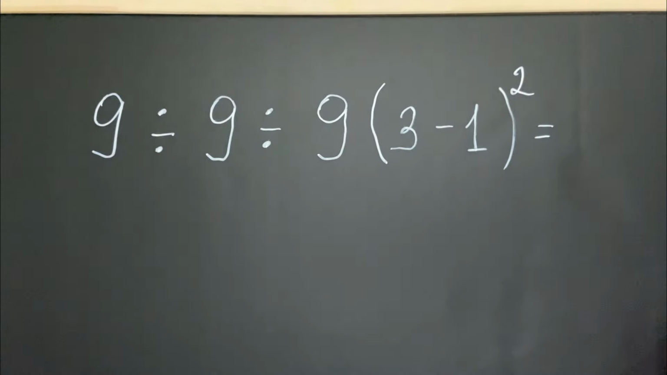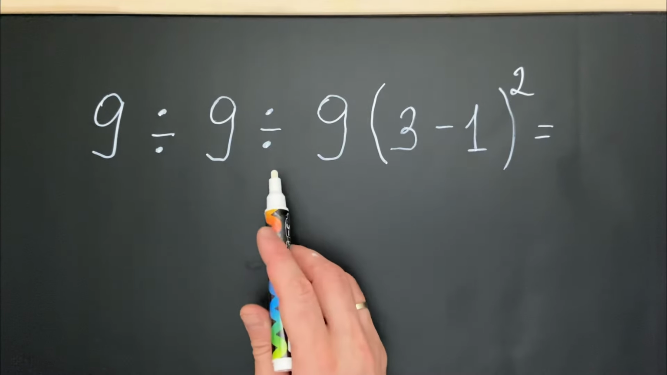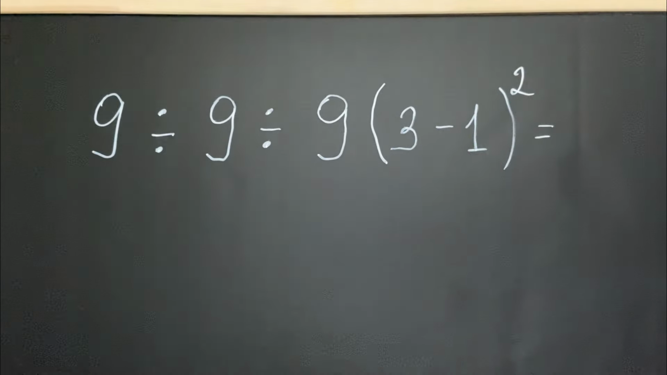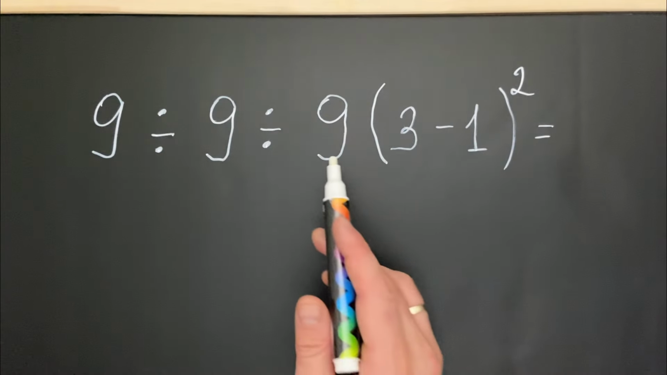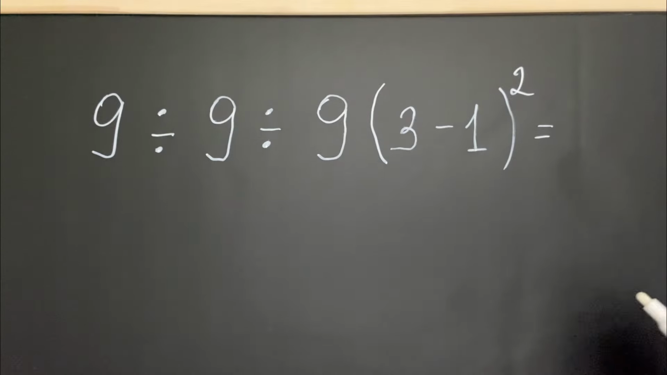Hello everyone, today we have the following math problem: 9 divided by 9 divided by 9 next to (3 minus 1) all squared. This is a good example of how to correctly use the order of operations, PEMDAS.